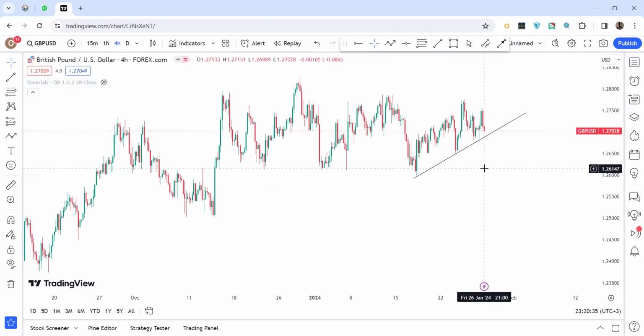So I expect it to break below this, and once it does and retests it, it will be a very good opportunity to sell.